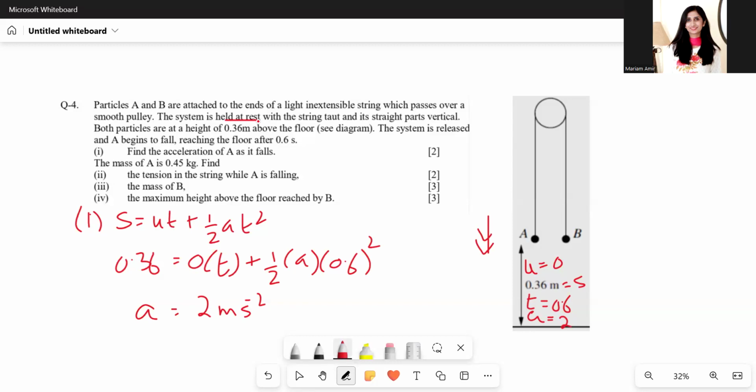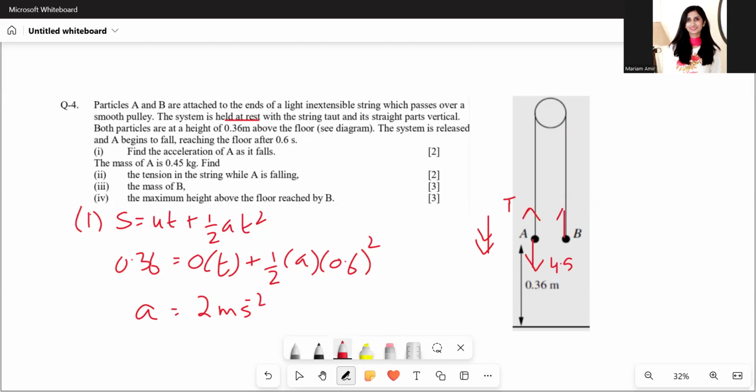The mass of A is 0.45 kg. Find the tension in the string while A is falling. Since the mass is 0.45, the weight is going to be 4.5. Tension is going to be backwards in this direction. And for B, it's going to be here, and its weight is going to be 10m, and this is tension. Anyway, back to A, we need to find the tension in the string while A is falling.